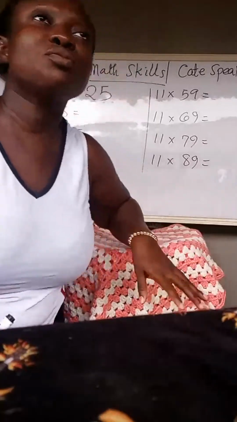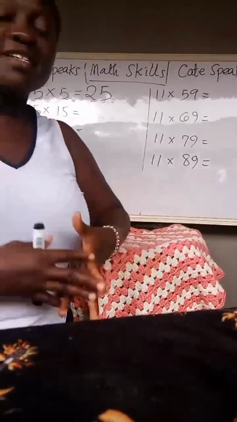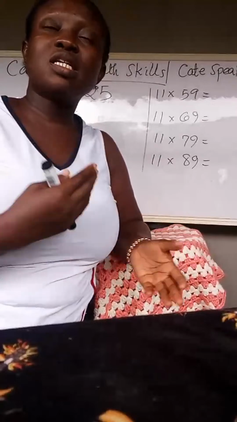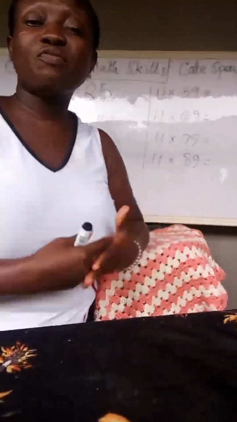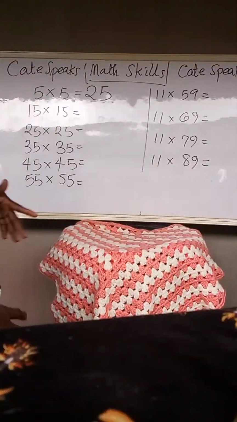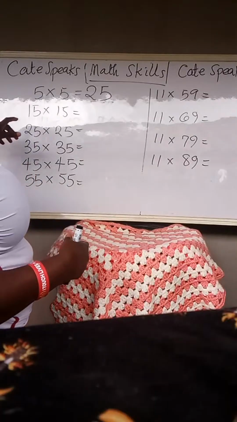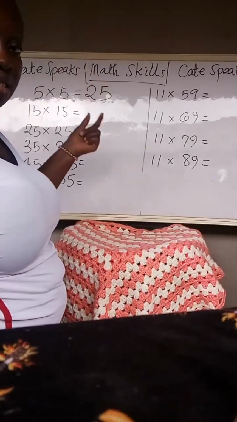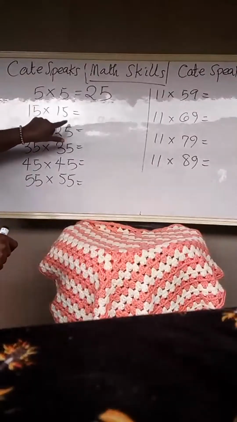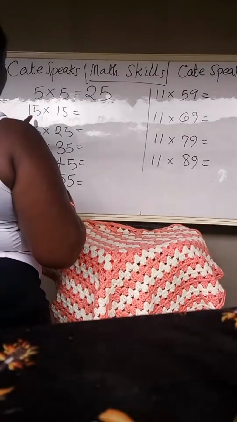Please show this to your children, whether they are 6, 7, 8, 9, 10, 11, 12, 13, 14, or 15 years old. They should be able to do this faster for the exams. Or if they know it, how to get it is the skill. So 15 times 15 is simply this.